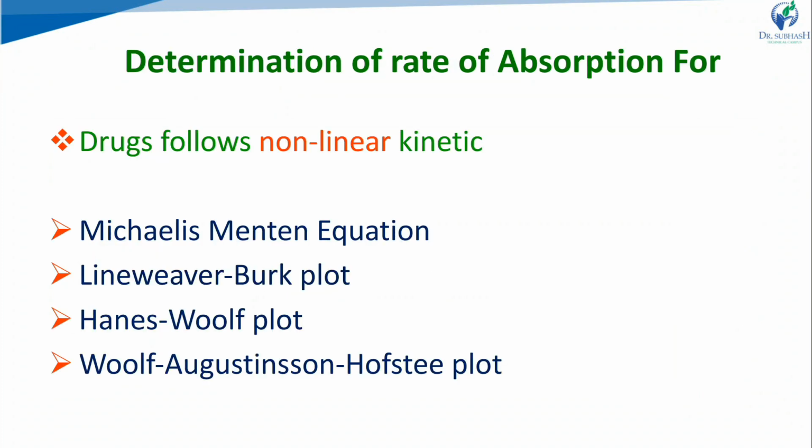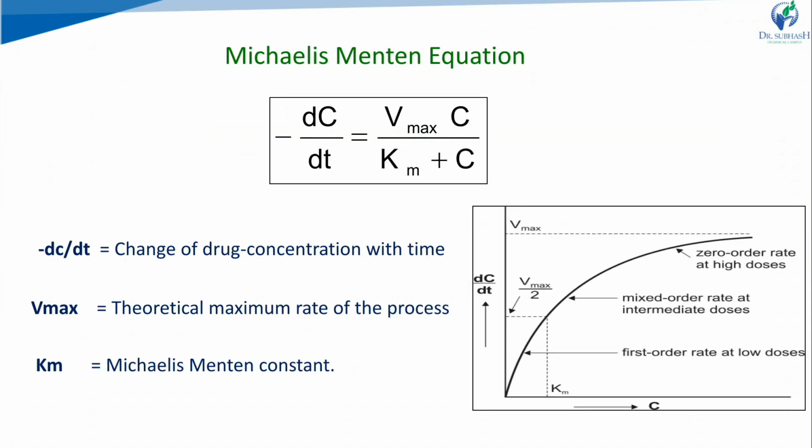Now the next one is the determination of rate of absorption for non-linear pharmacokinetics, for drugs that follow non-linear kinetics. These are the methods we use: the Michaelis-Menten equation, the Lineweaver-Burk plot, the Hanes-Woolf plot, and the Eadie-Hofstee plot. All of these are used for determining the rate of absorption for drugs that follow non-linear kinetics. We have to see them one by one.